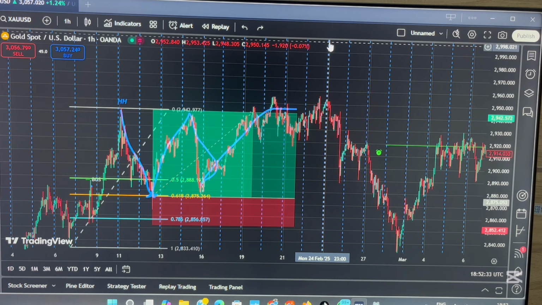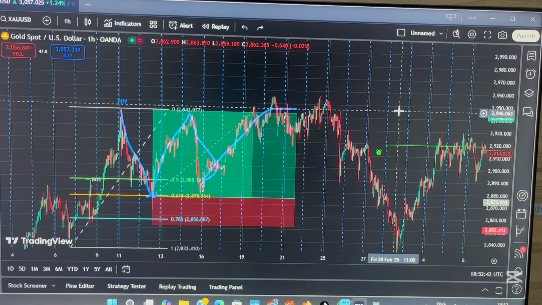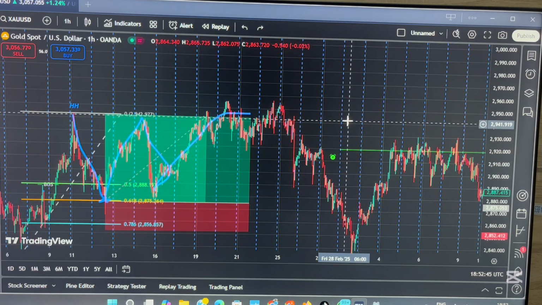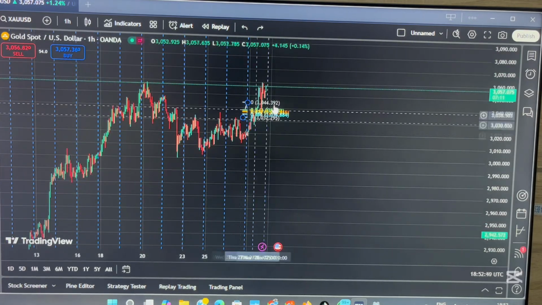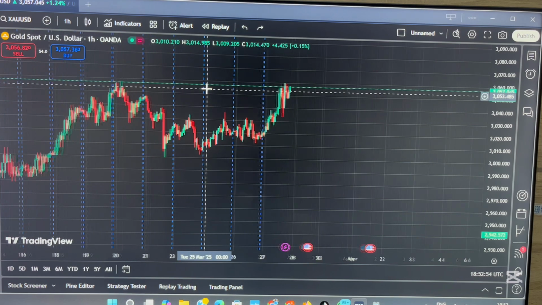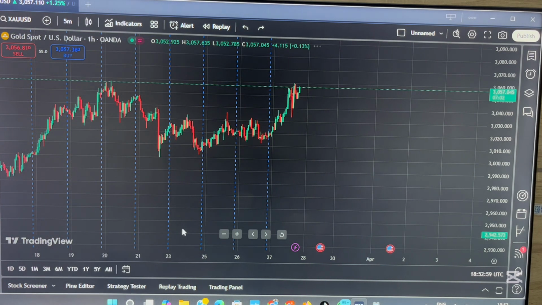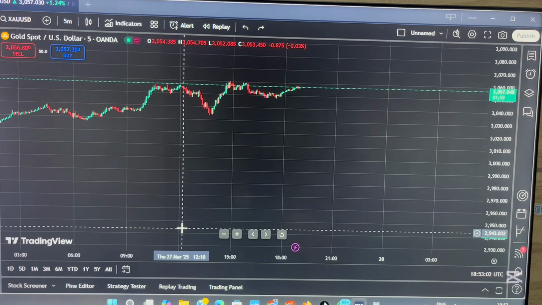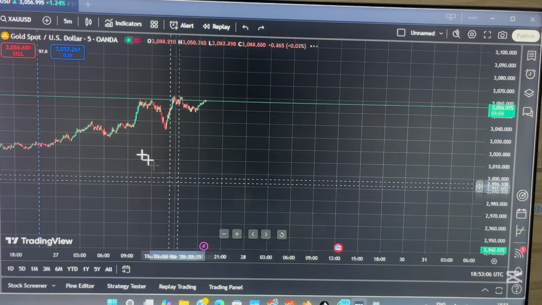Now, today is the 27th of March 2025. I traded gold today. I used the Fibonacci to trade gold today. Now, if we go to today's trade with gold, you will observe that it played out correctly here.